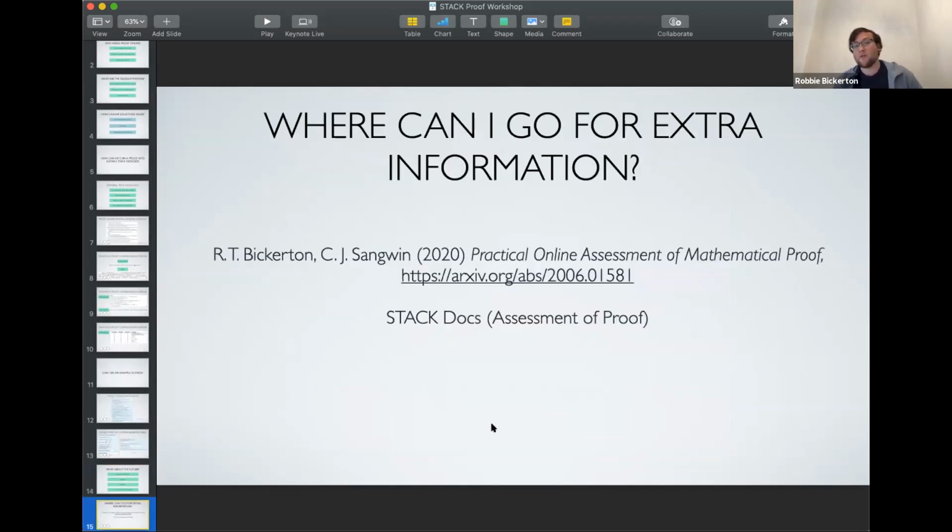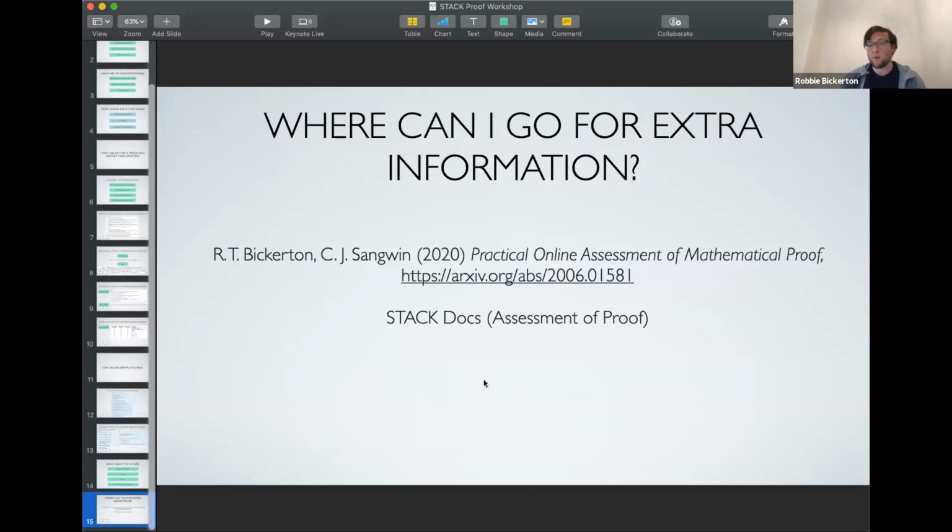So finally, where can I go for extra information? Well, as I've said, everything that I've talked about is available in Chris's and my paper, which is available on the arXiv. And as I said, there's a link on the STACK Moodle site. For help formatting proof comprehension questions in STACK, there is the STACK docs page. It's very useful. For further information, I would suggest looking at the references in our paper. And we will monitor the forum here for the rest of the day. But if you have any questions beyond that, feel free to email me if you're interested.